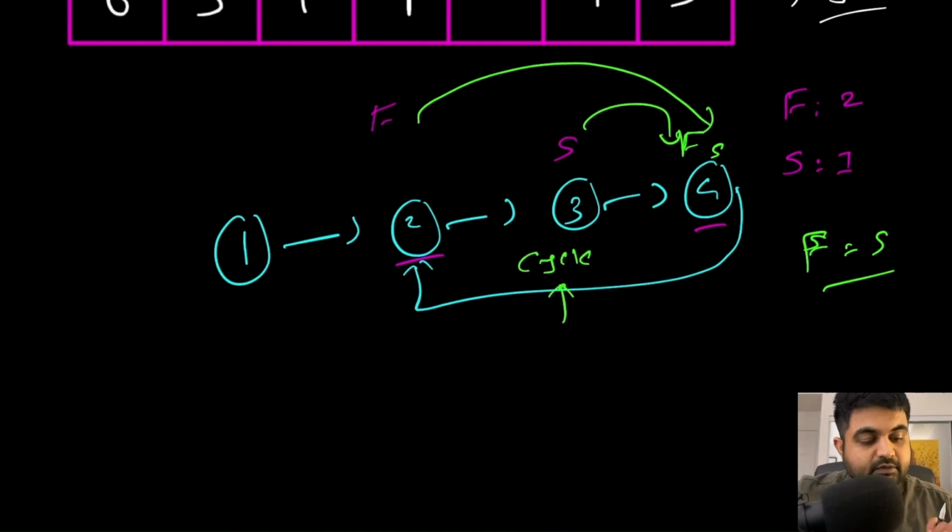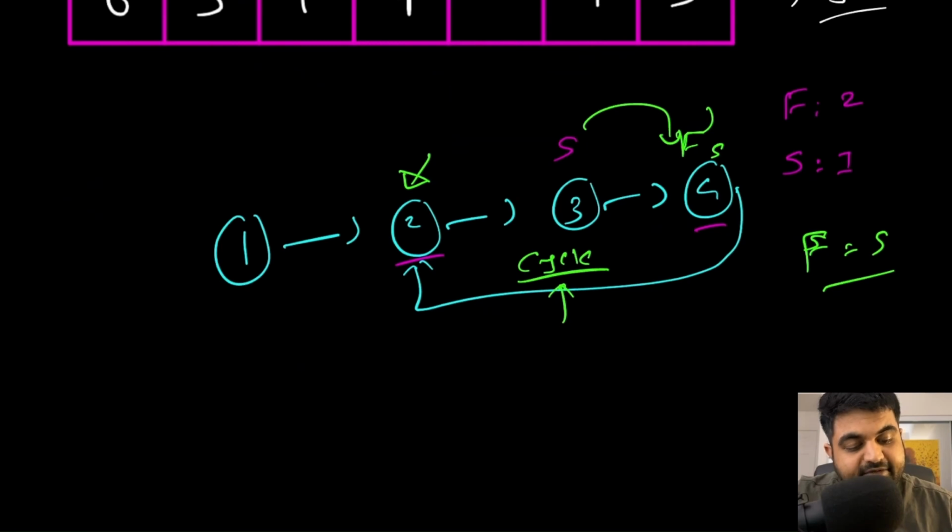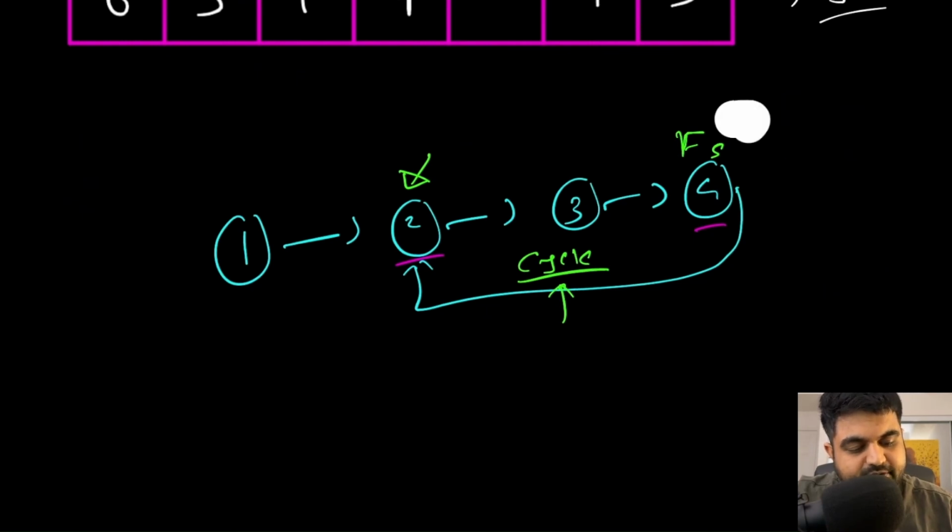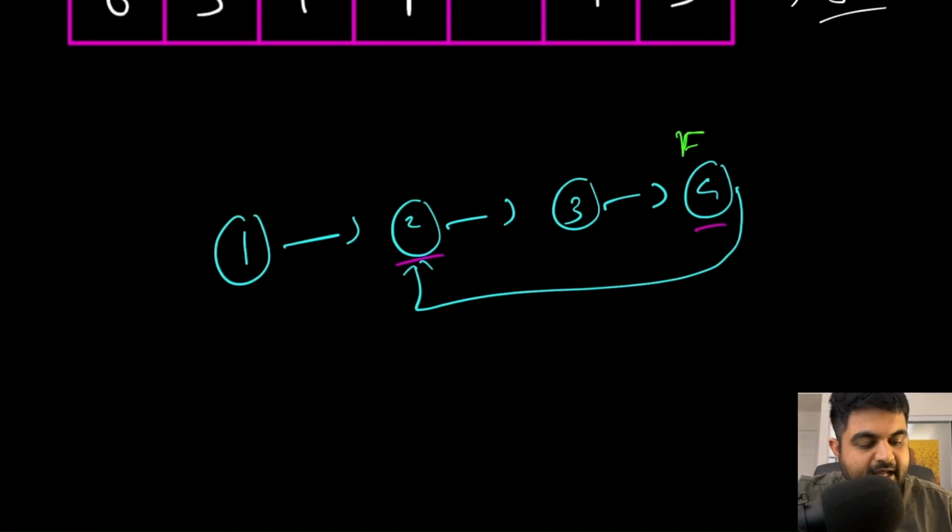Now, this only confirms that there exists a cycle inside the linked list, but we don't know for sure what the repeated element is. The repeated element in this case is value number 2. But there is a very easy way to find that repeated element as well. We identify that fast and slow pointer met at this particular position, at value number 4.